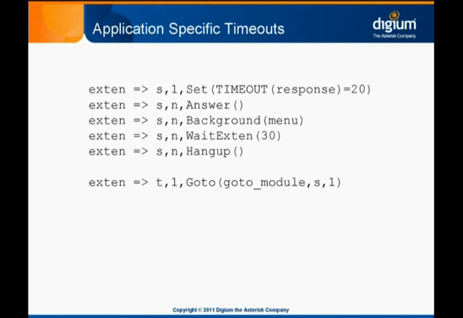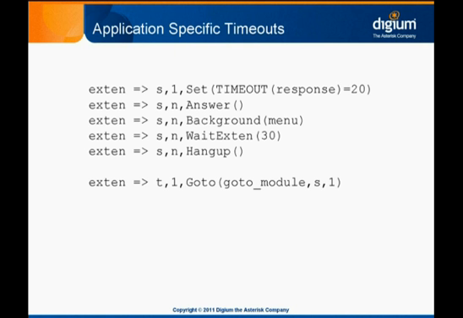You might be wondering how call timeouts relate to the time parameters passed to Background, WaitExten, or Read. Asterisk won't reset the response timeout based on application parameters, but it will honor the time specified by the application. In this example, observe that the response timeout is set to 20 seconds, but the WaitExten further down is set to 30 seconds. The WaitExten parameter overrides the response timeout, so the user will have the full 30 seconds to respond. After the WaitExten is executed, further input opportunities on the same call will use the 20-second response timeout unless it is again overridden.